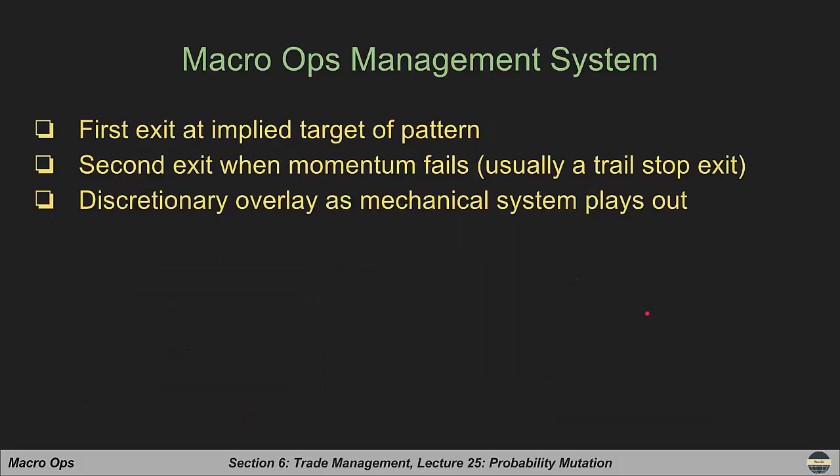So what we typically do at Macro Ops, how we manage our trades, is we take the first exit at the implied target of the pattern, usually half the size off. And then the second exit, we try to trail and run as far as we can. And there's also discretionary overlay at play here as this mechanical profit-taking system plays out.